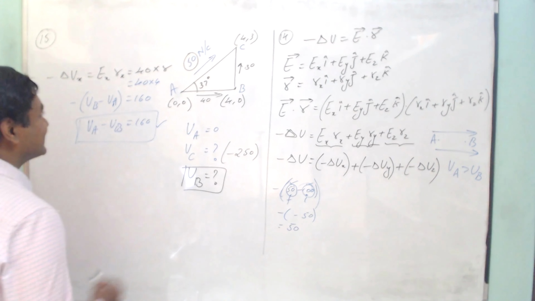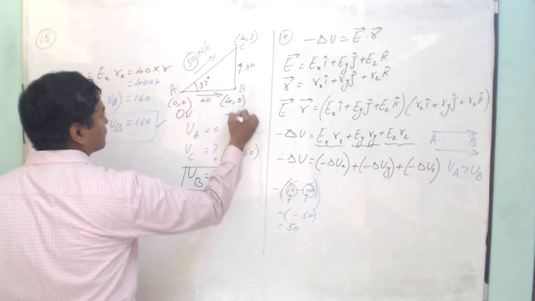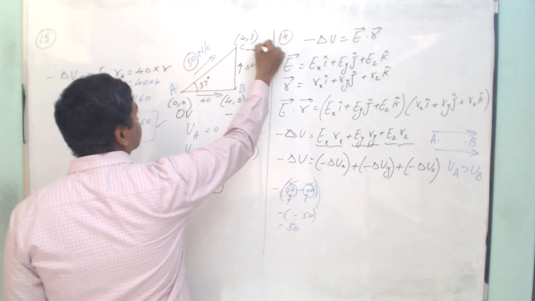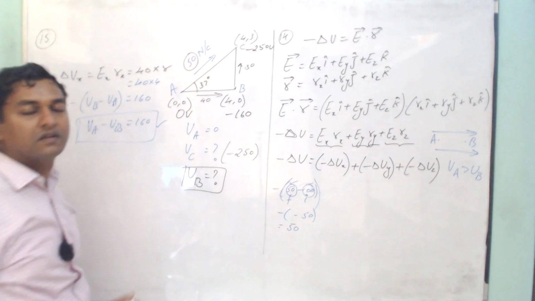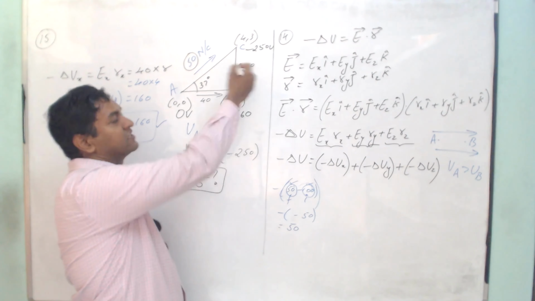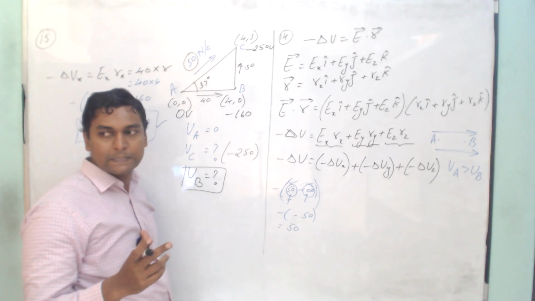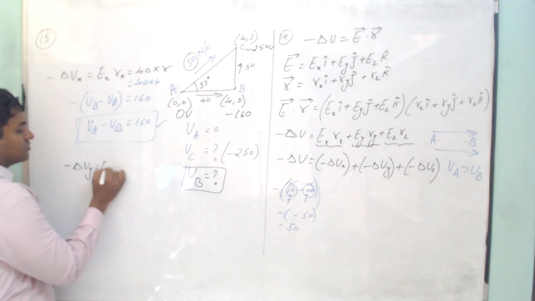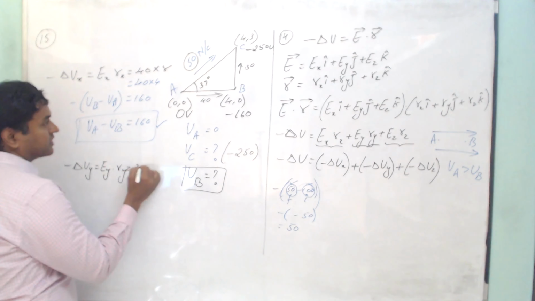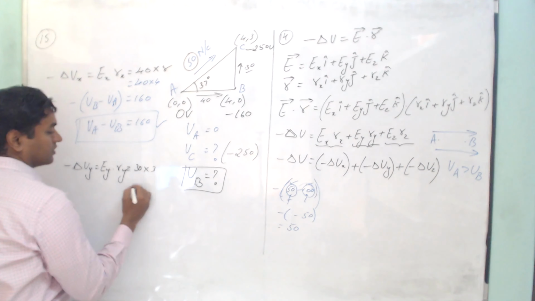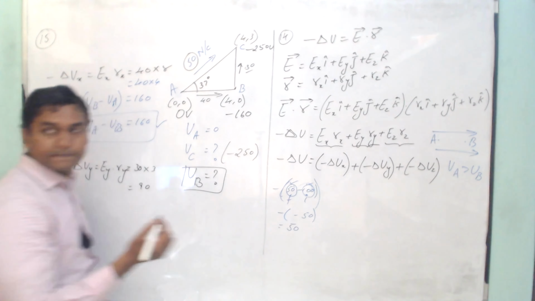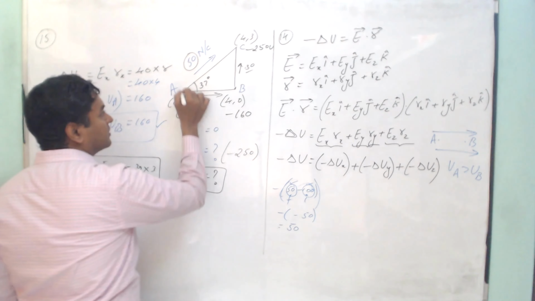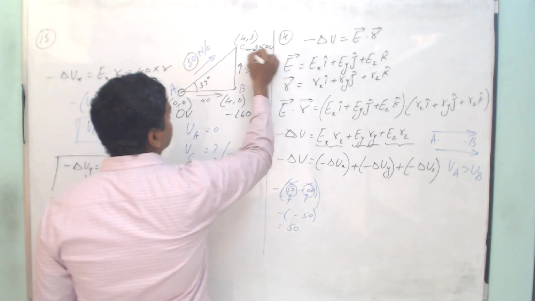Okay, fine. So basically, the potential over here is 0 volts, the potential over here is minus 160 volts, and the potential over there is minus 250 volts. What is the difference from 160 to 250? 90. But that you can get from here also, minus delta V by E is equal to EY into RY, and EY is again 30 into 3 is 90. That you can confirm from here also. And if you look at it, if this point is at 0 volts, this is minus 160 volts and this is minus 250.